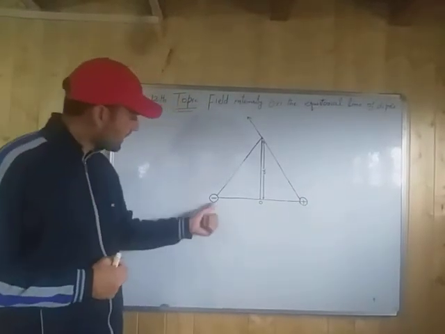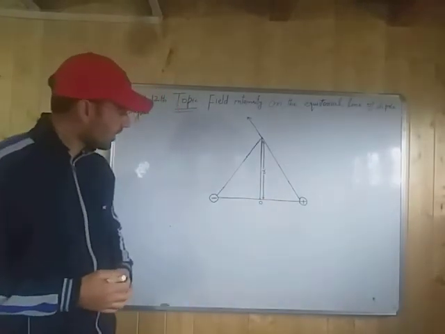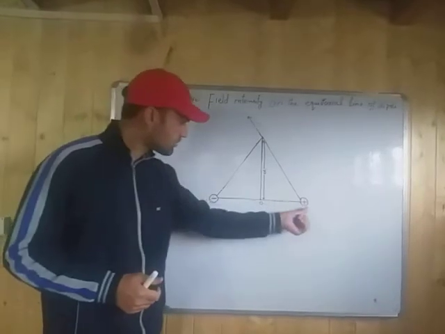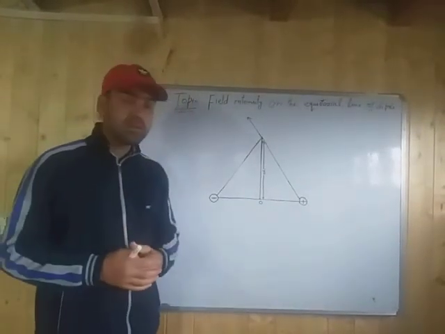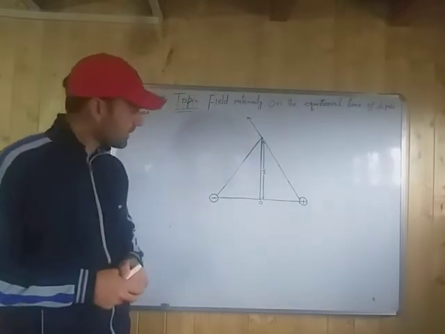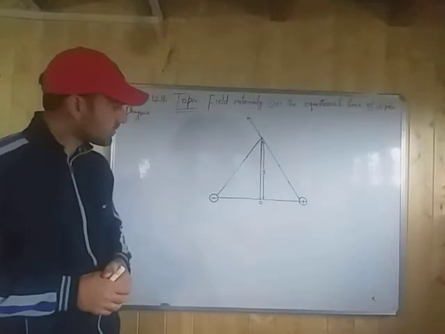So here we consider an electric dipole. We know that an electric dipole is a system of two equal and opposite charges. So we have a positive charge and a negative charge here, and they are separated by a distance. Now that distance is 2L.